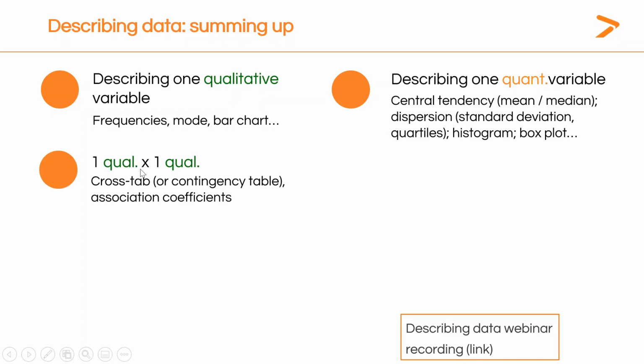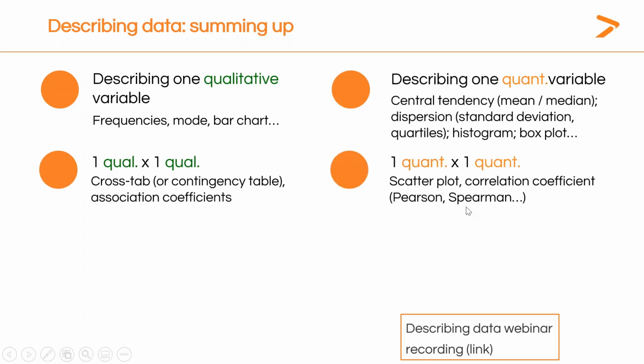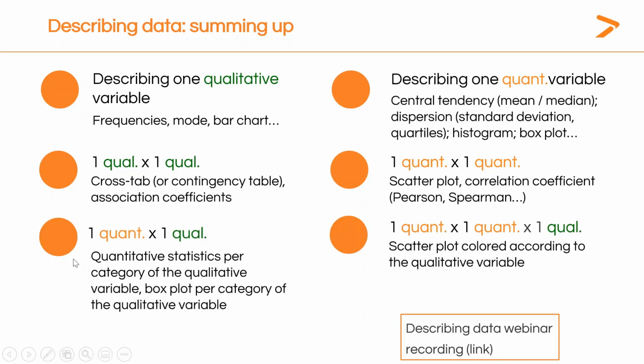Then to describe the link between two qualitative variables, we drew crosstabs or contingency tables. For the link between two quantitative variables, we drew scatter plots, with one variable on X and another one on Y. Then for quantitative versus qualitative, we drew one box plot per category of the qualitative variable in the same chart.